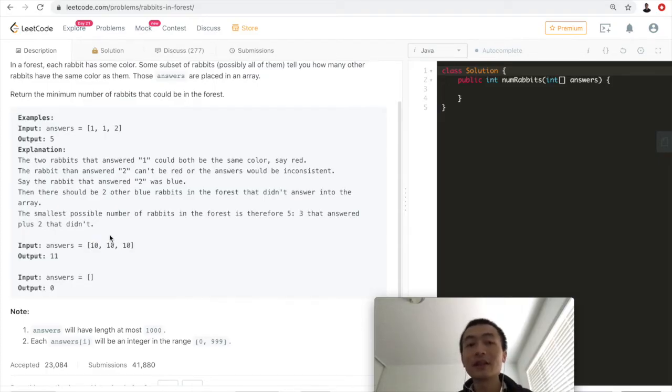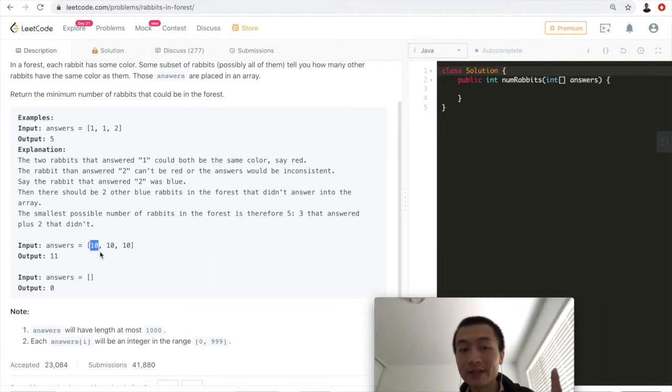All right, the second answer is 10, 10, 10. There are three rabbits that answered the question, and all three of them are of the same color type, which is 10. Let's just say 10 is a color. It could be blue or red or yellow or whatever, right? So this one has two layers of meaning.